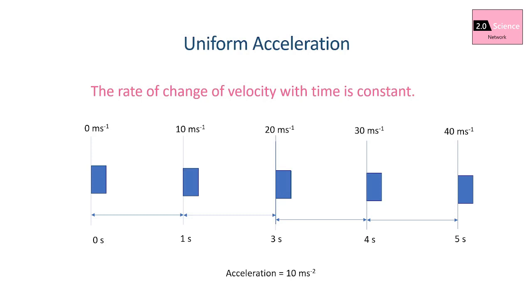Uniform acceleration. When the rate of change of velocity with time is constant, it is a uniform acceleration. In this example, the body increases its velocity every second by 10 meters per second. So the uniform acceleration is 10 meters per second squared.